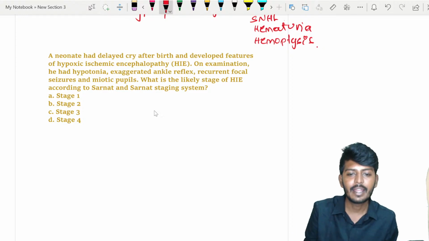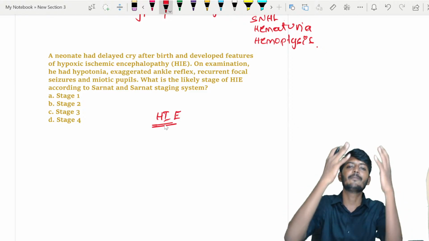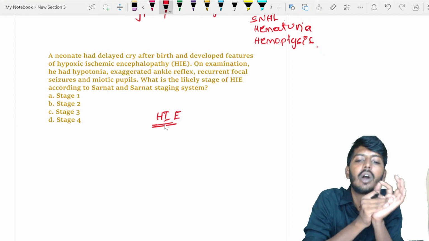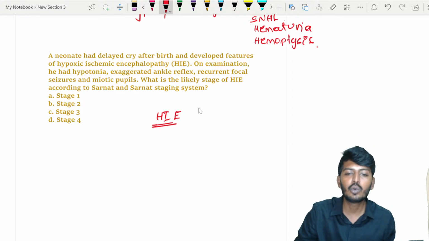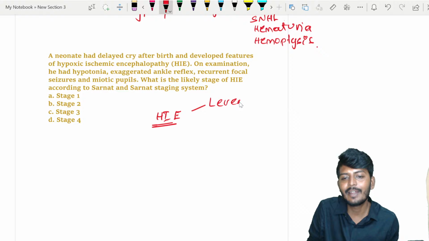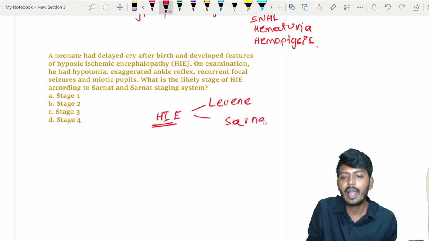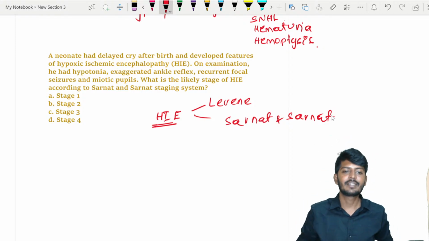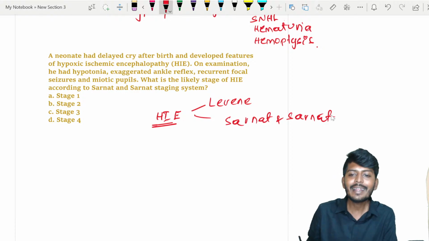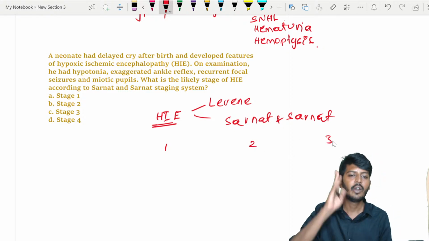HIE, hypoxic ischemic encephalopathy, is a birth injury in which a lack of blood supply to the brain causes brain injury. HIE can use two classifications: one is the Levene classification, and one more is Sarnat and Sarnat. We are going to discuss the Sarnat and Sarnat staging system. Sarnat and Sarnat has only three stages: stage 1, stage 2, stage 3.